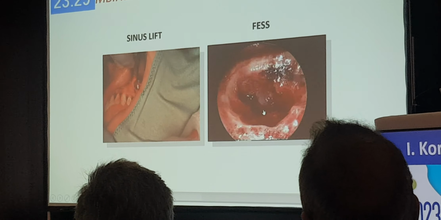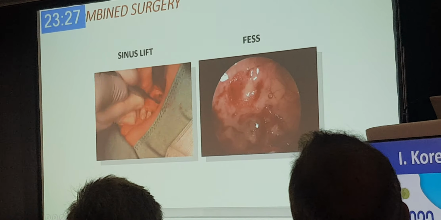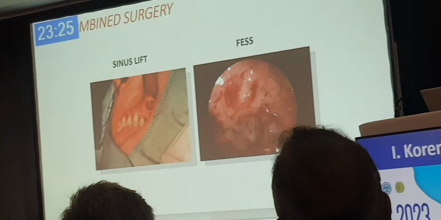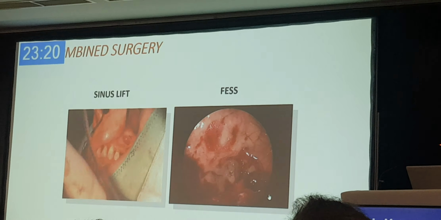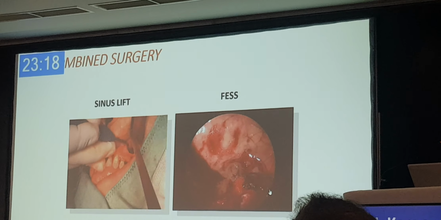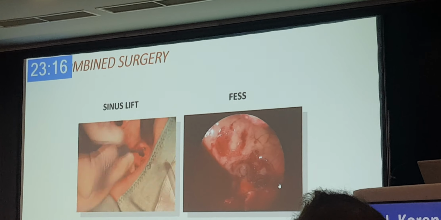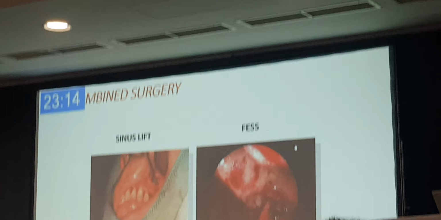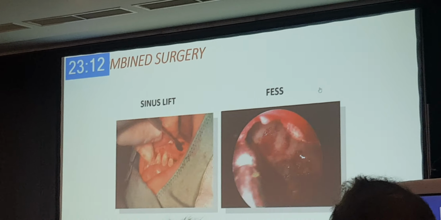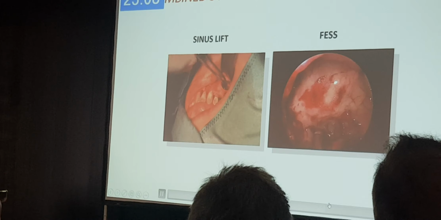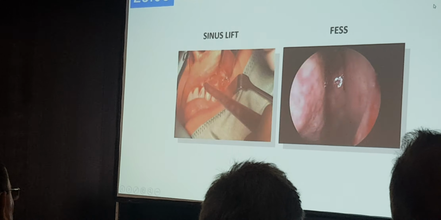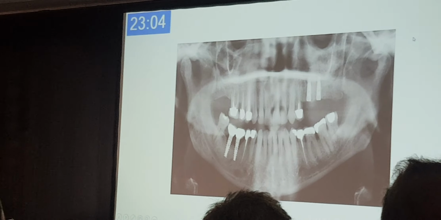And here our colleague is doing the sinus lift, introducing the bone graft, and we are looking with 70 degrees into the maxillary sinus. We can see how they elevate the membrane, and we can control if there is some perforation of the membrane and the bone graft going inside the maxillary sinus. And the patient did well after that.